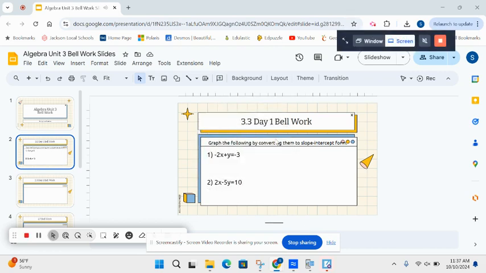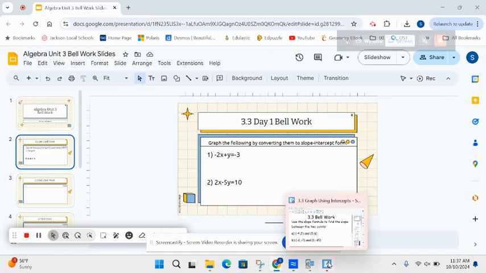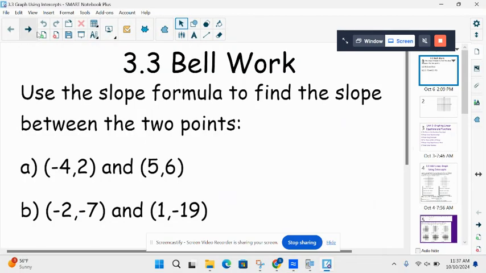All right, this is lesson 3.3 on graphing and writing horizontal and vertical lines. So our bell work, let's go over that. This is a different bell work.